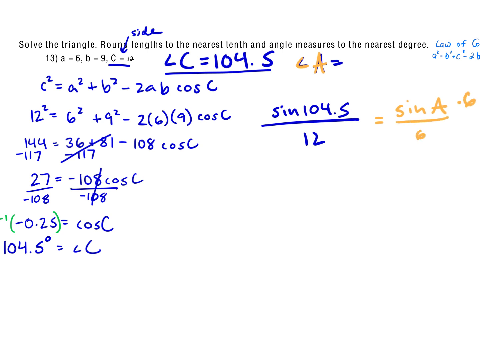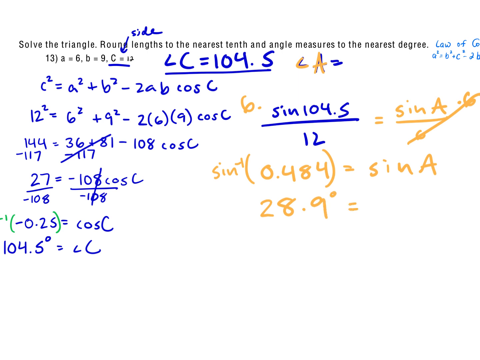I can multiply both sides times 6. And then we're going to put this in the calculator. 6 times sine of 104.5 divided by 12. You get 0.484 is equal to sine of A. How do we find what A is? Inverse sine. So we're going to do sine negative 1 in our calculator. So the inverse sine of that answer, we get 28.9 degrees.